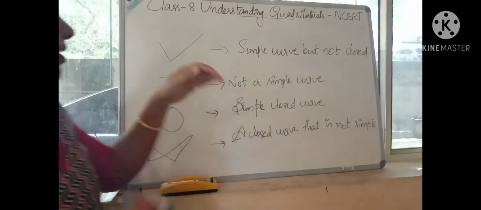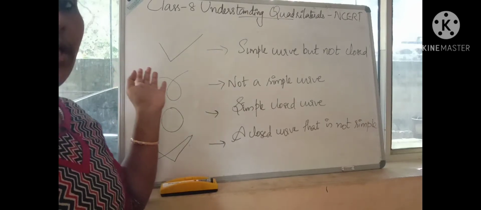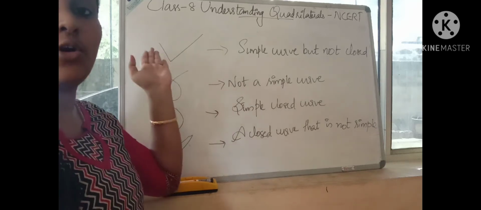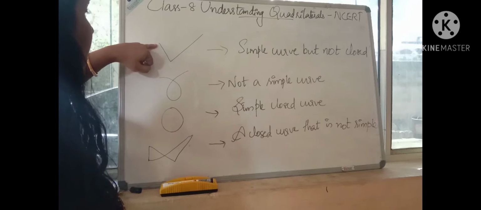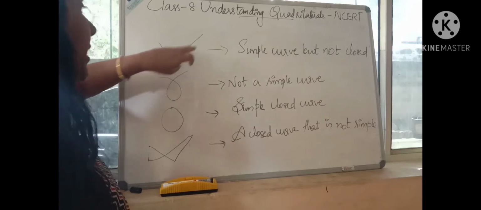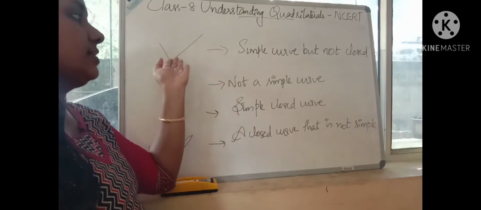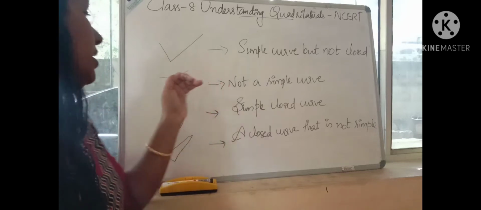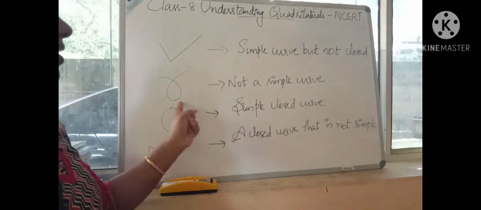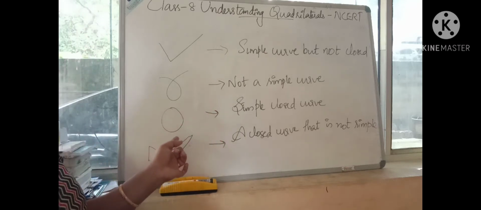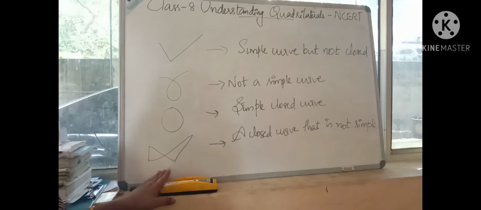you have these shapes that are given in our textbook, right? Shape, whether this is closed or not closed. It is starting from this end and ending at this end, right? It is not closed, right? So we can say this curve is a simple curve but not closed. Here, see this diagram, it is not a simple curve, right? See, this is a simple closed curve. Here this shape is a closed curve that is not simple. Okay?